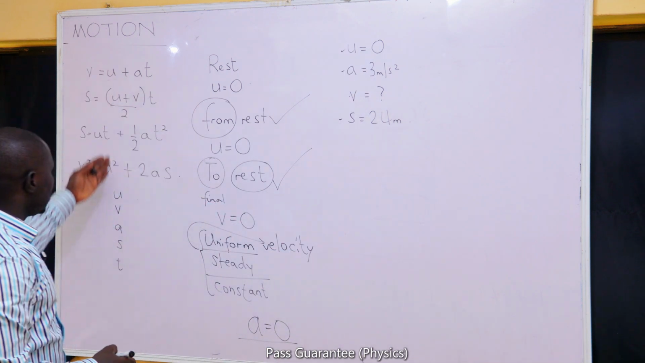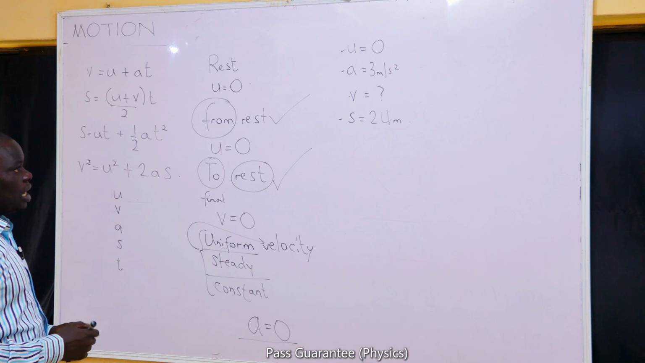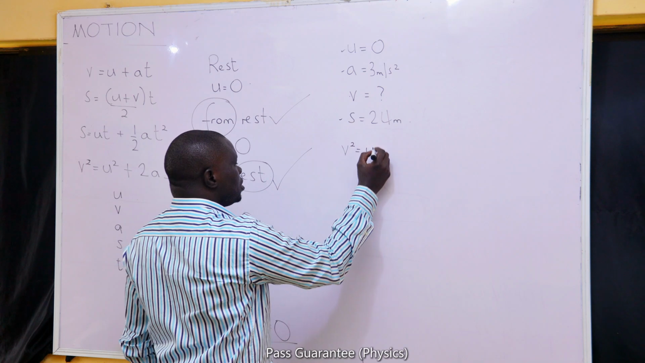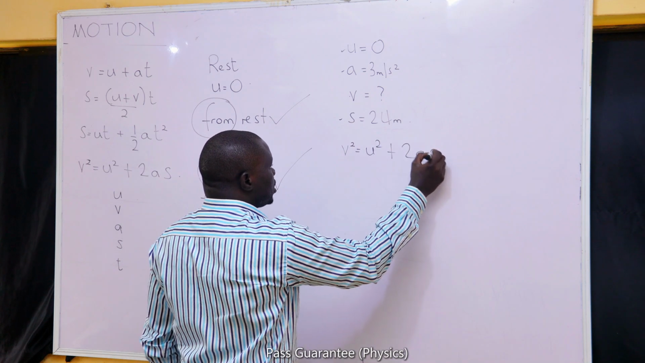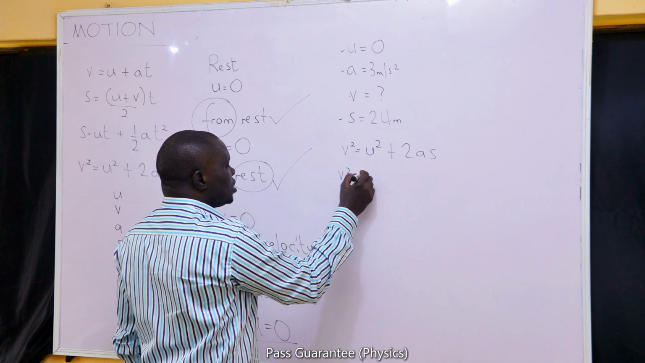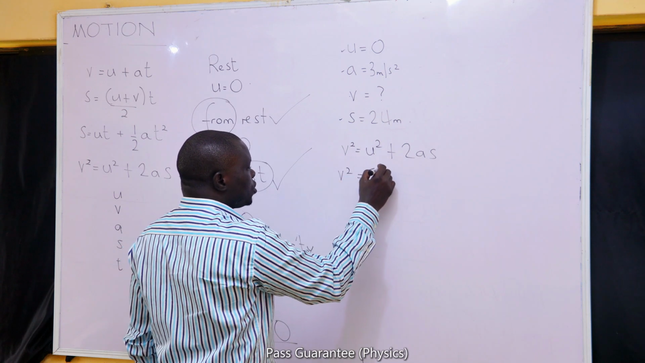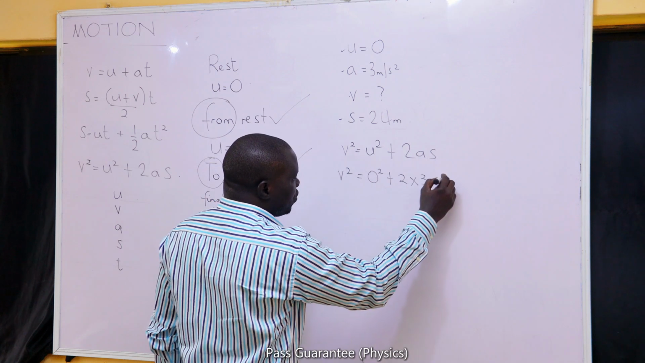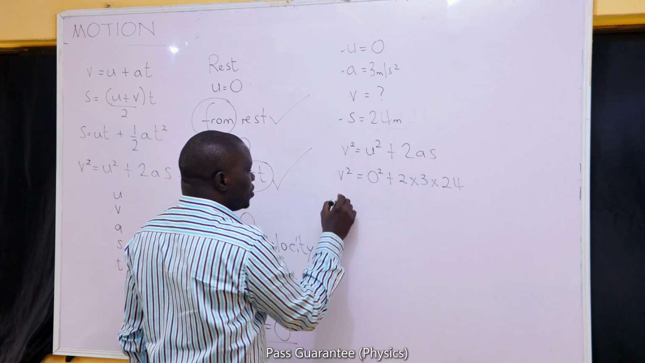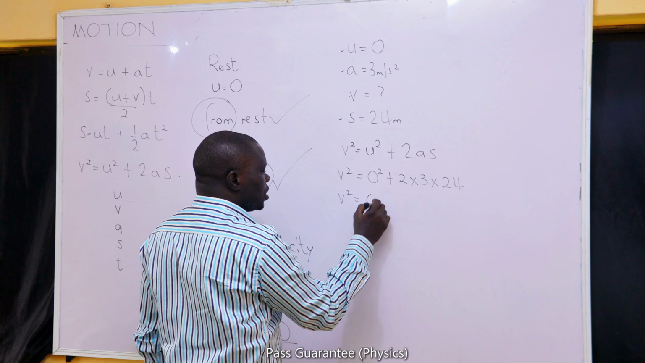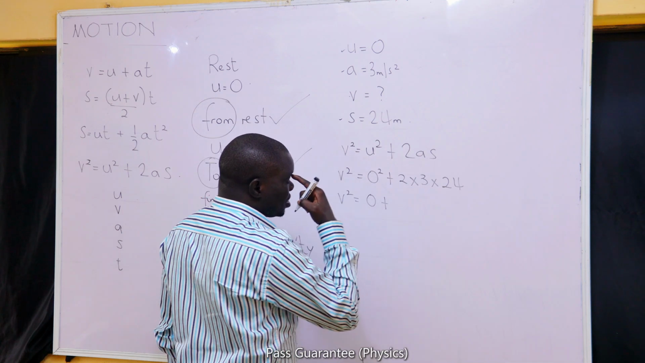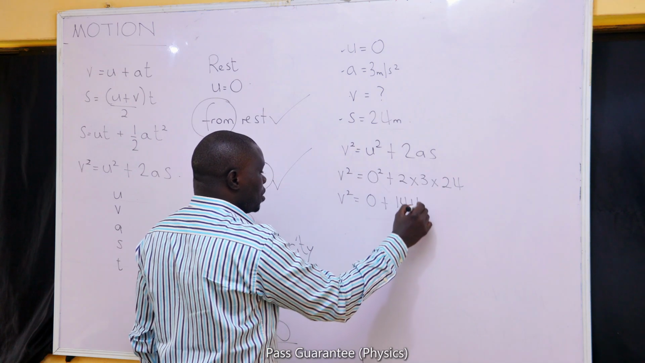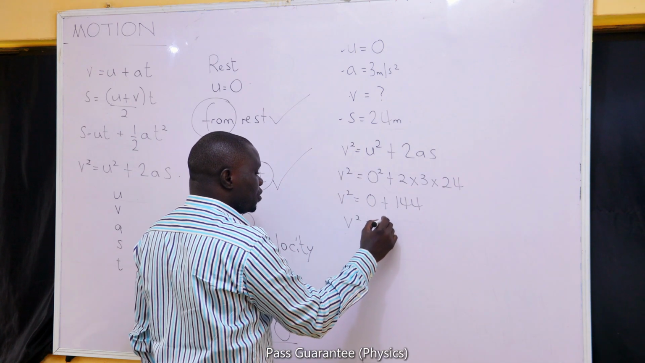So which of these equations has those 4 items? It clearly has to be the last equation, which is V squared is equal to U squared plus 2as. So if I sort out this, I will have V squared by substituting the values. U is 0 squared plus 2 multiplied by A, 3, multiplied by S, 24. So V squared is equal to 0 squared is 0, 2 times 3 is 6, and 6 times 24 is 144. So our V squared is equal to 144.